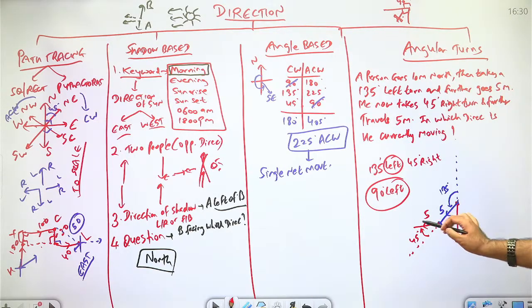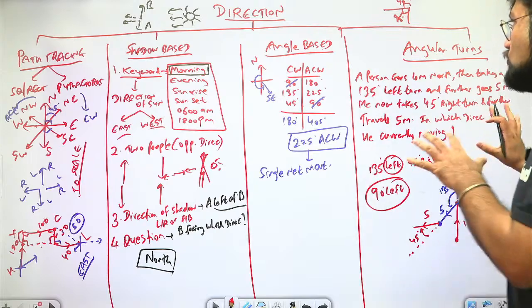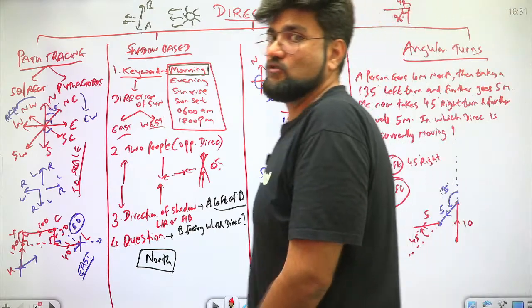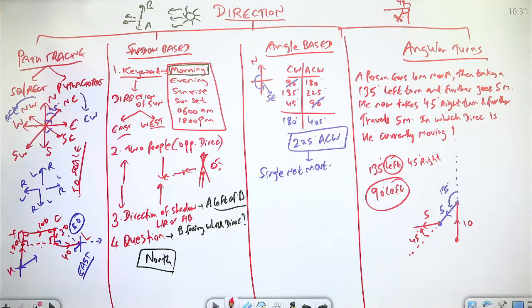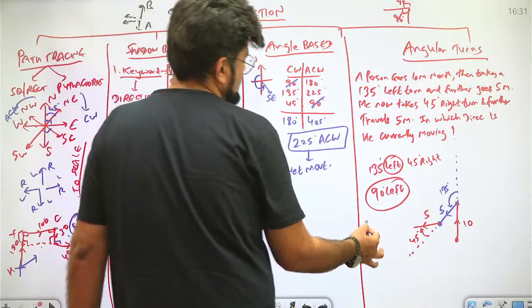But you can't draw it like that because this motion is important for you to trace a path if at all a question has been asked accordingly. Right? So this is how you trace angular movements or angular turns. If at all it comes your way, you can solve it like this. Yes, correct. Absolutely right. The final direction of movement is west.